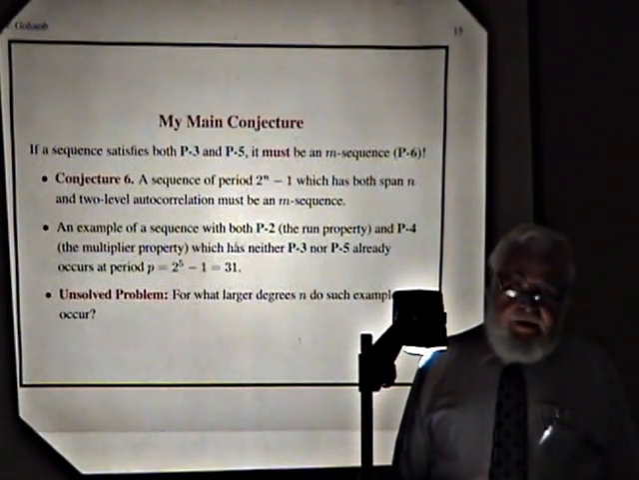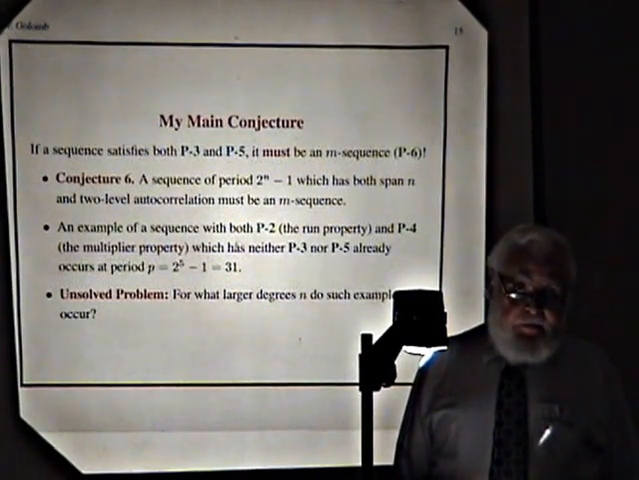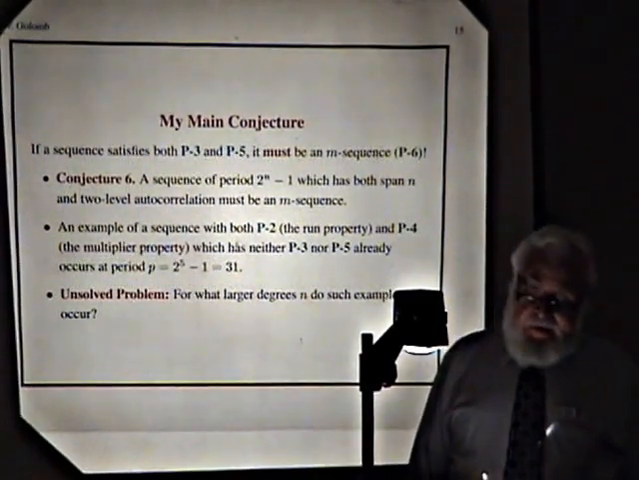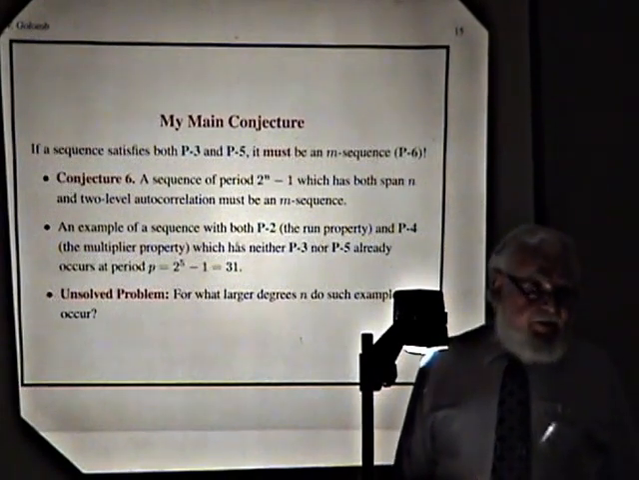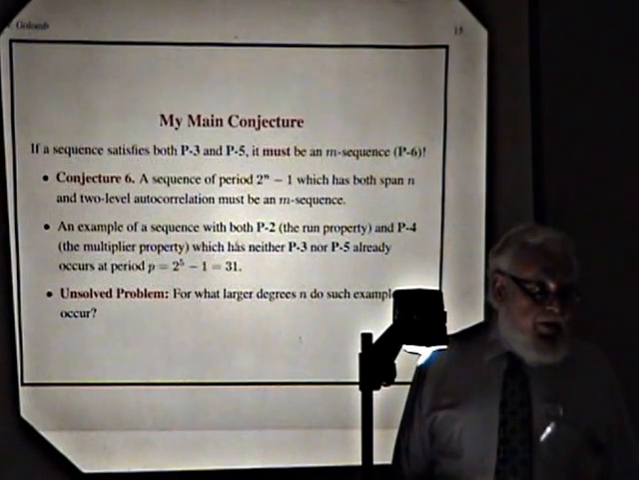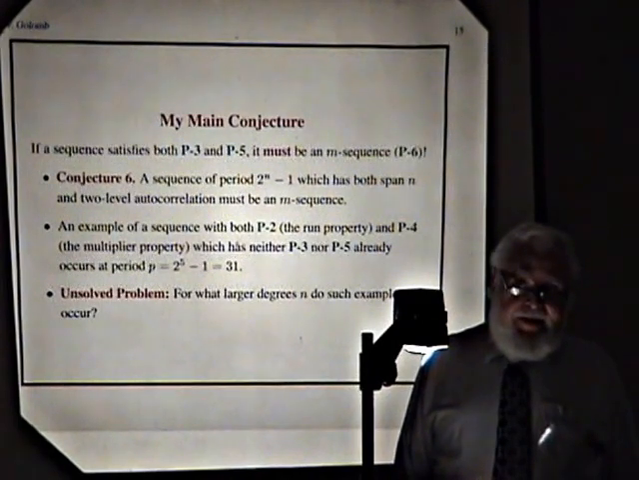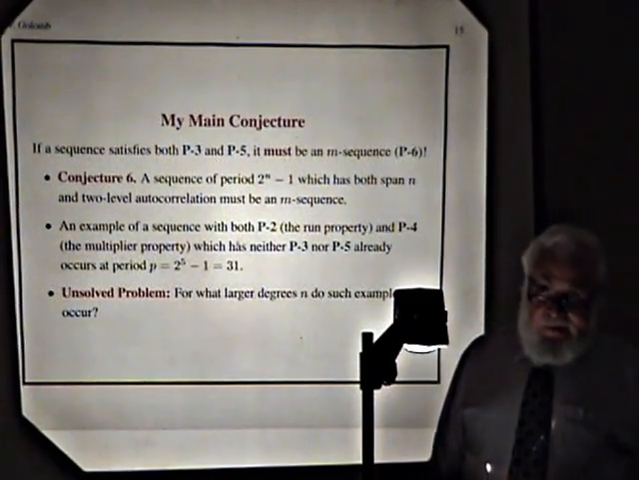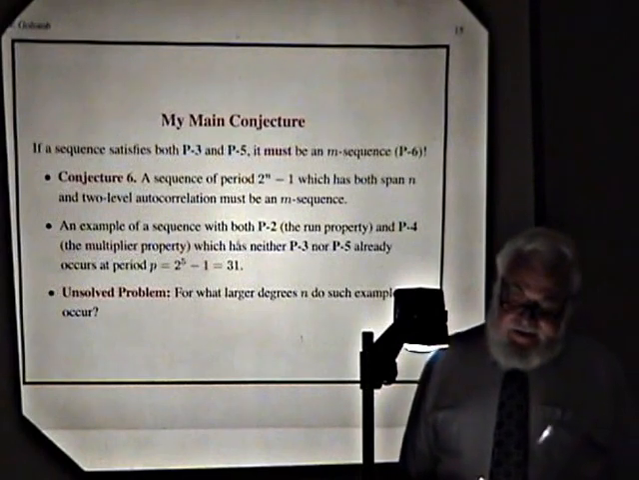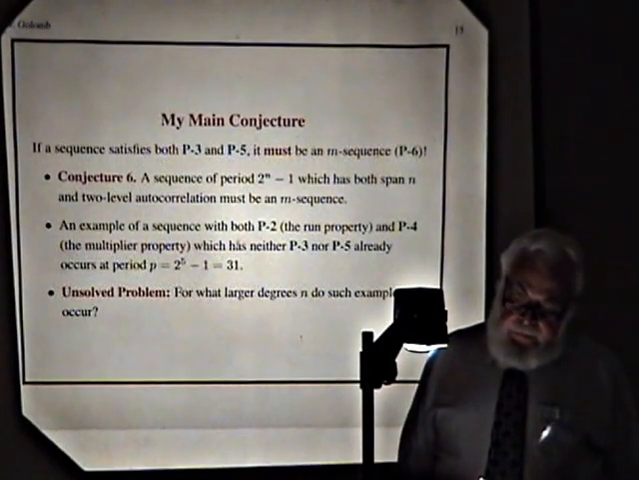It's much harder to search all the span n sequences, because their number grows at such a hyper-exponential rate, than it is, in some sense, to search all the two-level correlation sequences. But a little bit of a problem with searching all the two-level correlation sequences is that we're not sure we know what all of them are, other than by exhaustive search. I'll say more about that a little bit later.